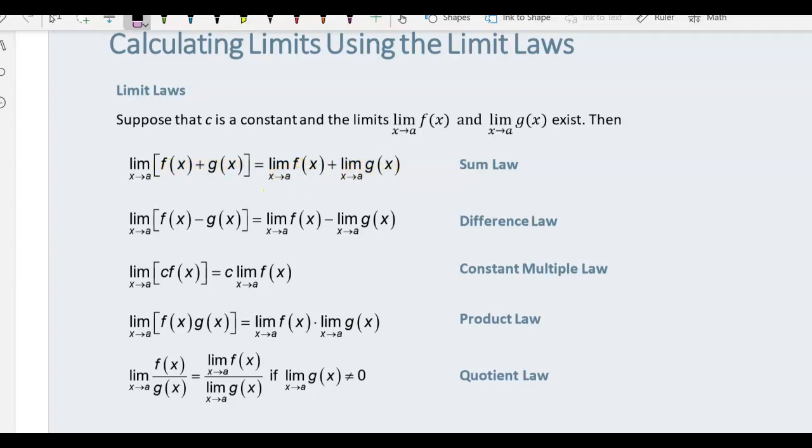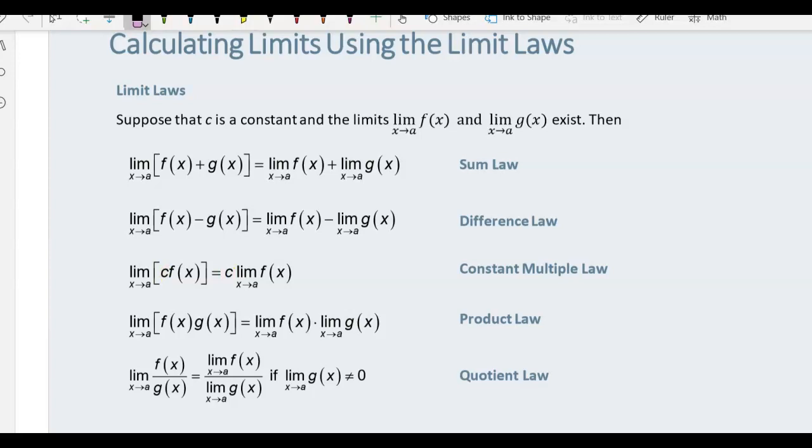Similarly, if I want to find the difference of these two functions, I can separate them and subtract the two limits. The third example is showing us that if we have a constant that's being multiplied in front of the function, we can bring that constant out into the front, take whatever the limiting value is, and then just multiply by that constant.